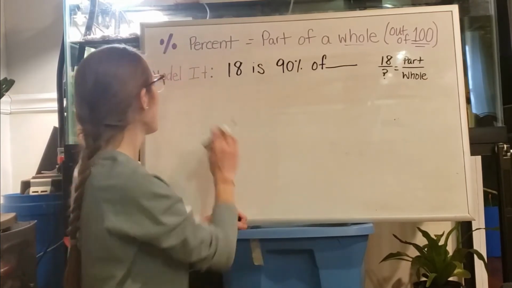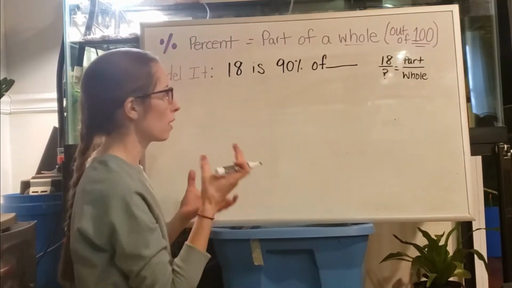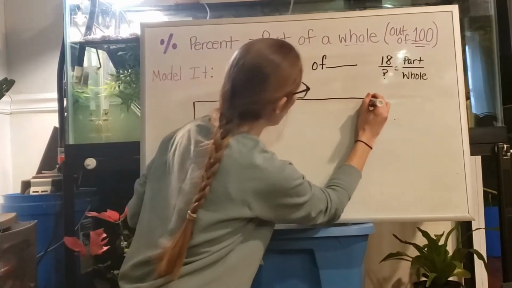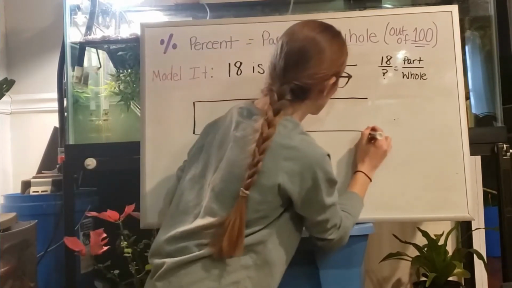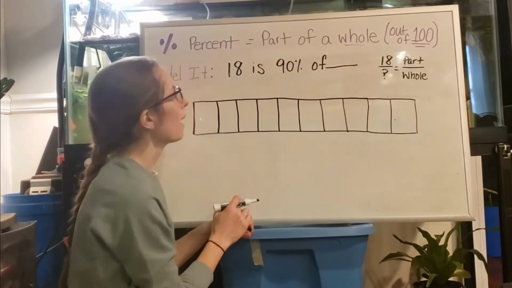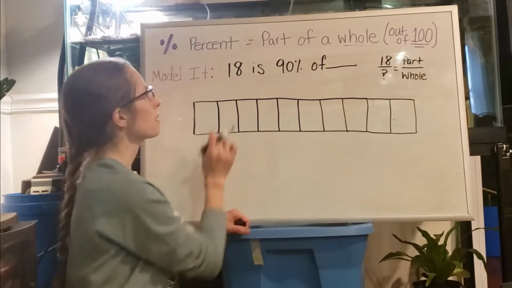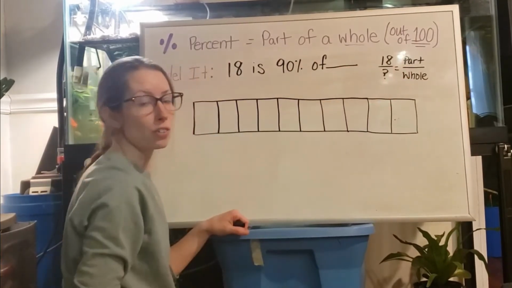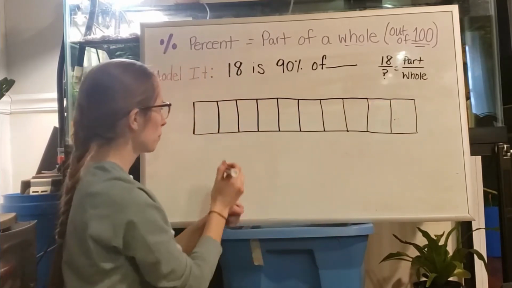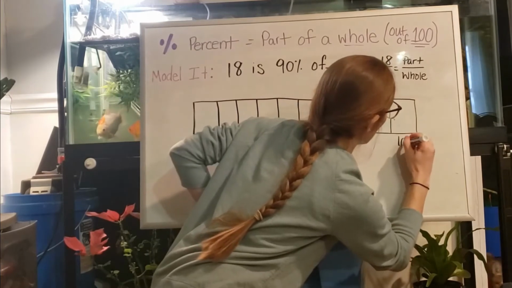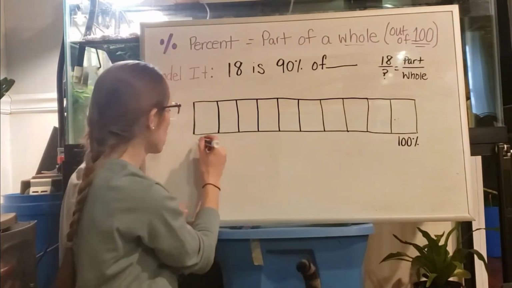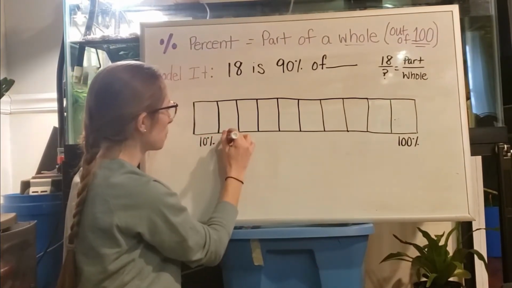So I'm going to start this one by drawing a model to kind of help me wrap my head around it. So I'm going to start by drawing a tape diagram, and I'm going to draw my diagram with 10 boxes. So let's see, 1, 2. And the reason why I decided to draw 10 boxes is because I know that percents are always out of 100. So if I draw 10 boxes, this whole tape diagram represents 100%. And I know that 100 divided by 10 is 10, which means each box represents 10%.